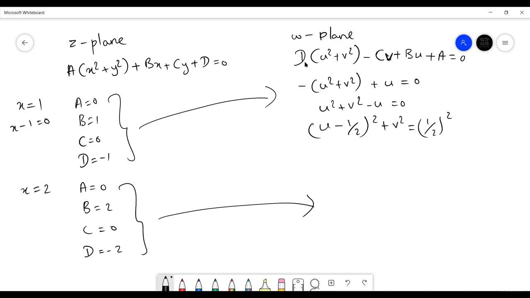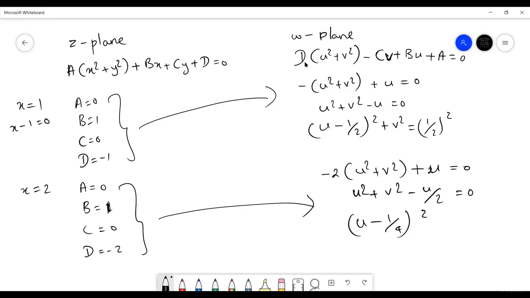So in that case, we can write minus 2 times (u squared plus v squared) minus that is 0, so plus 2u. So b is not 2, right? b is 1. So b is u, that is 0. So you can write u squared plus v squared minus u by 2 is equal to 0. So you'll get (u minus 1 by 4) whole squared plus v squared equal to (1 by 4) whole squared.